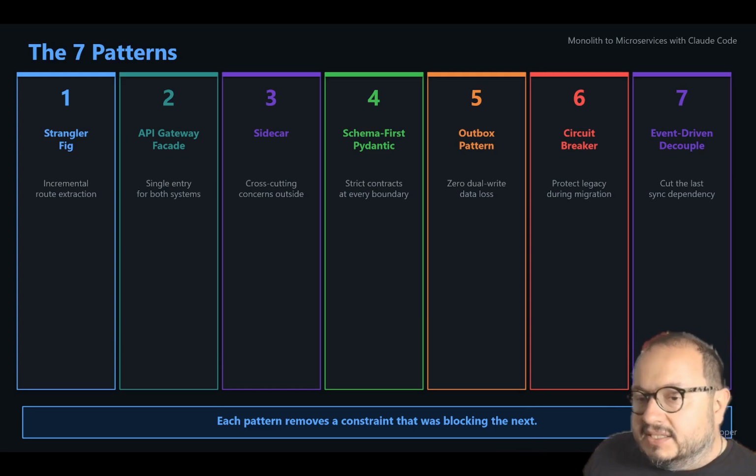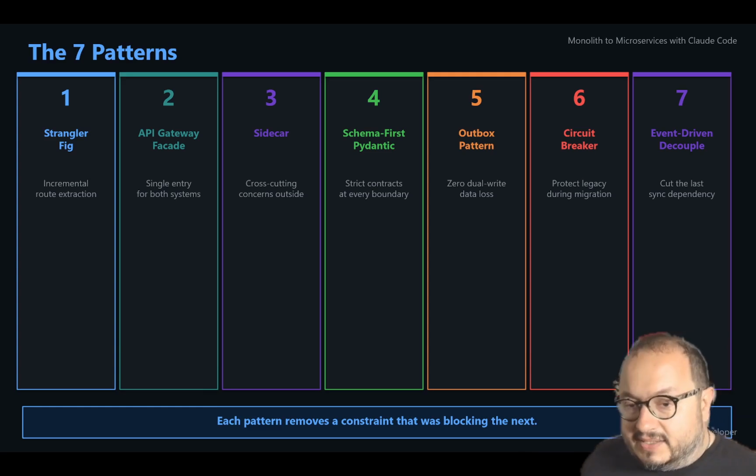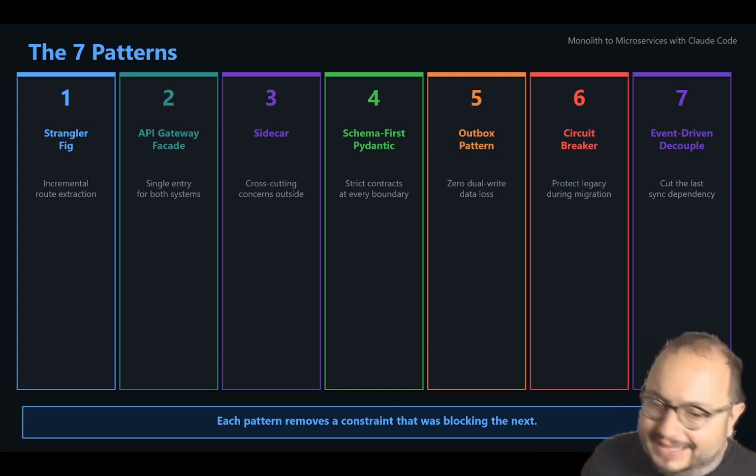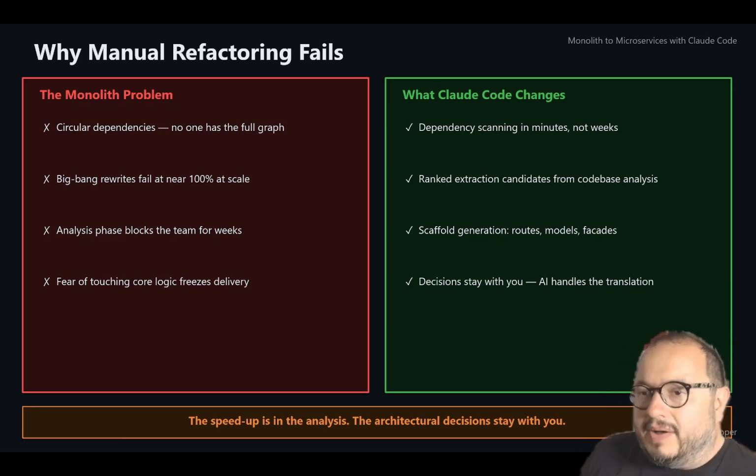Pattern 6. Circuit Breaker. Protect the legacy system while new services are still stabilizing. Pattern 7. Event-driven Final Decoupling. The last synchronous dependency cut by an async event stream. These patterns compound. Each one removes a constraint that was blocking the next. By the end, you have a FastAPI fleet that owns the business logic and a monolith that handles nothing. Let me start with why teams fail at this before we talk about how to succeed.